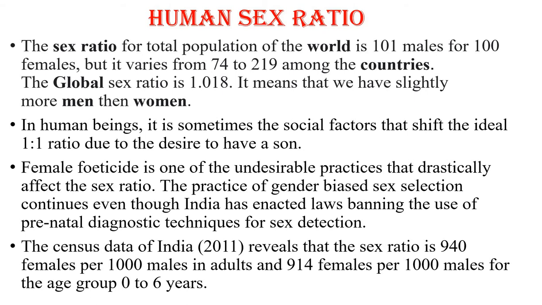Now we'll consider the human sex ratio. The sex ratio for the total population of the world is 101 males for 100 females. That is, per 100 females, males are 101. But it varies from 74 to 219 amongst the countries. The global sex ratio is 1.018. It means that we have slightly more men than women.